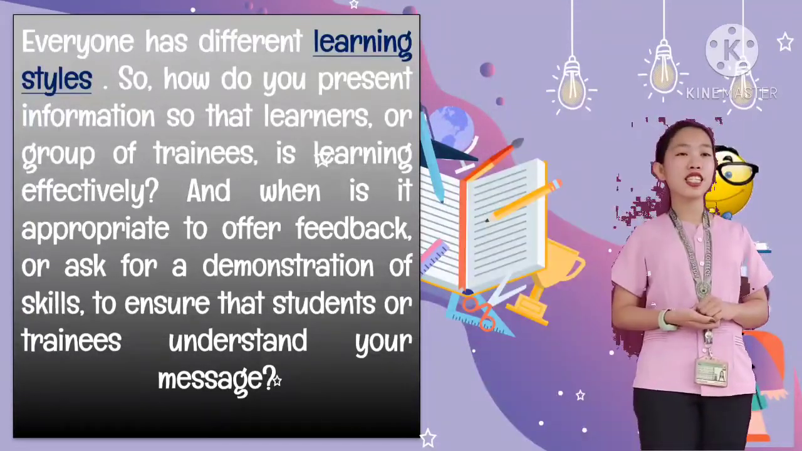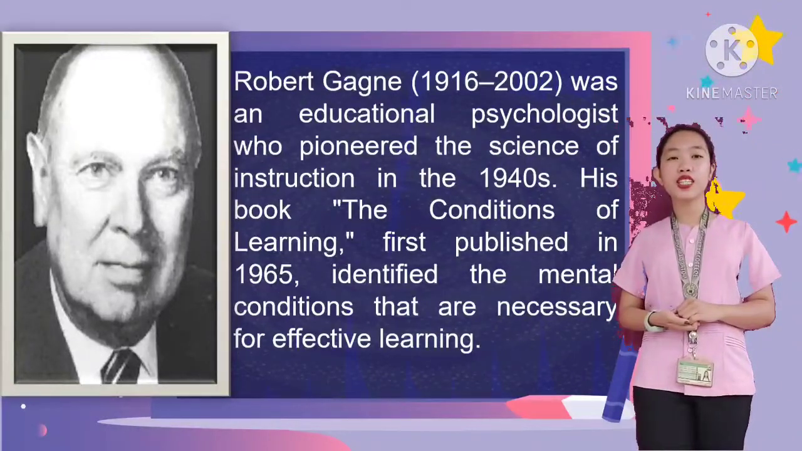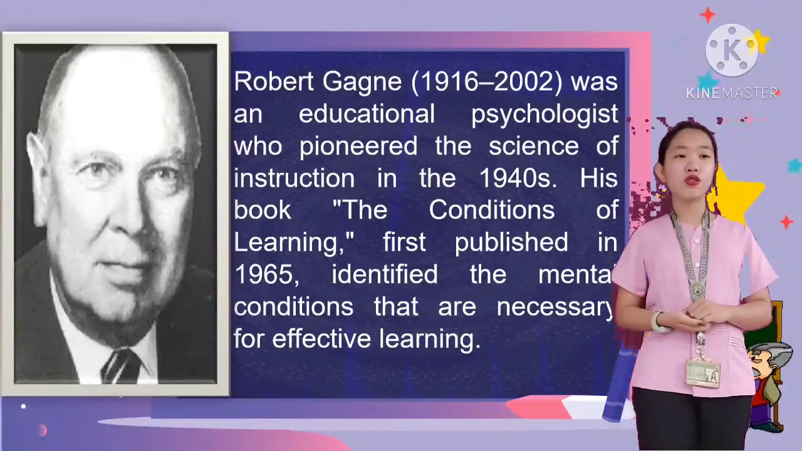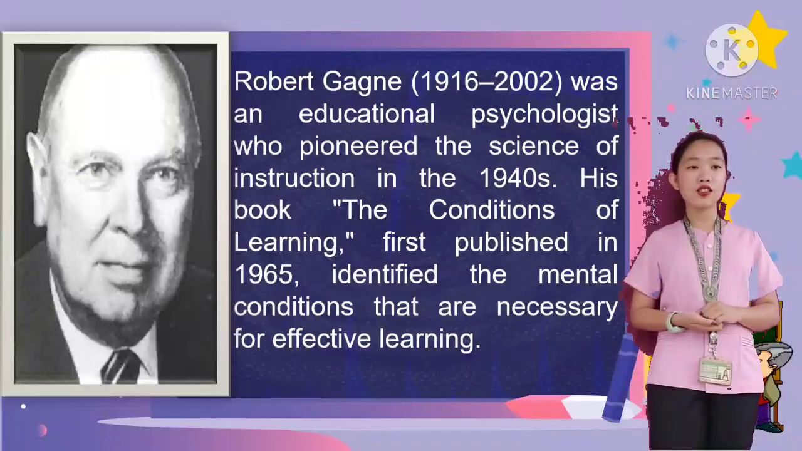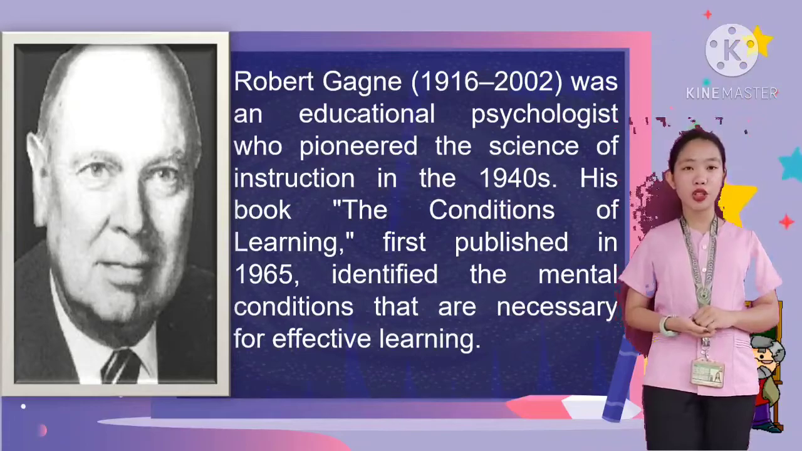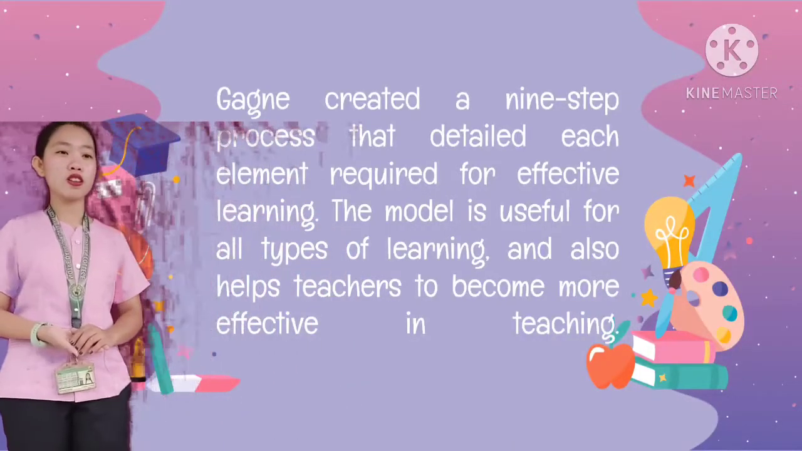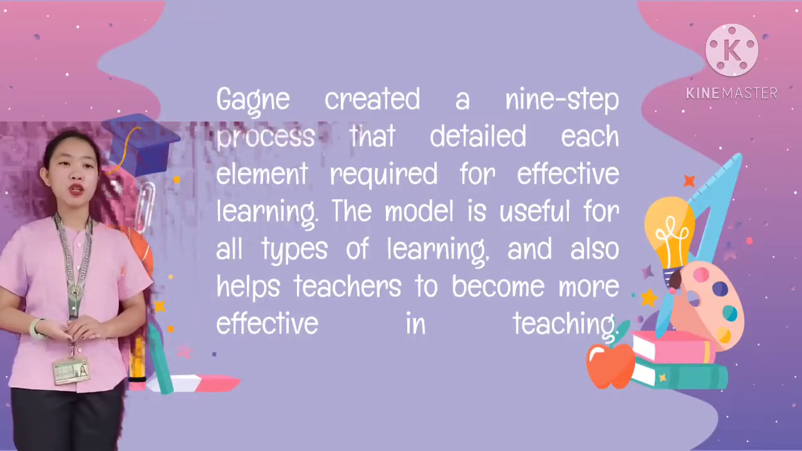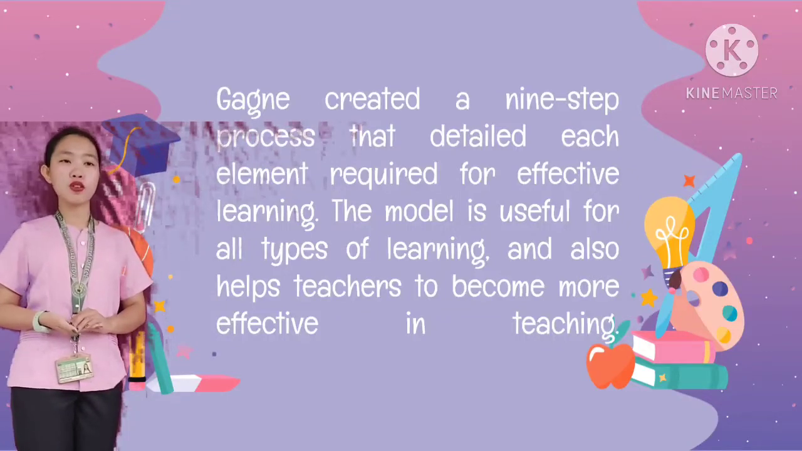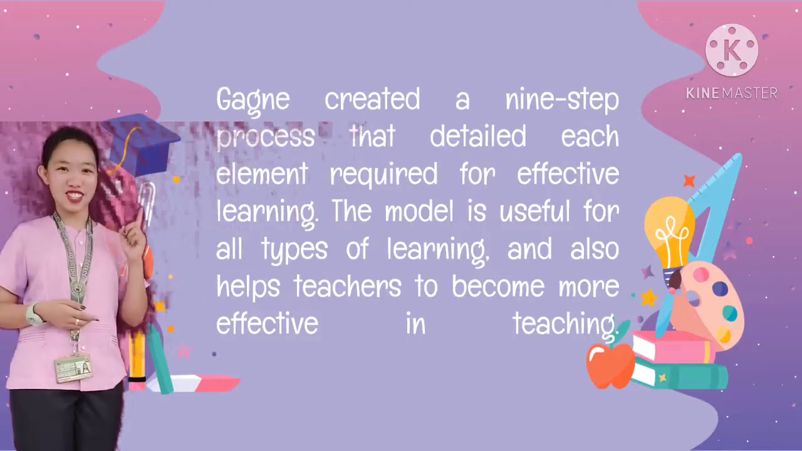Robert Gagne, 1916 to 2002, was an educational psychologist who pioneered the science of instruction in the 1940s. The book, The Conditions of Learning, first published in 1965, identified the mental conditions that are necessary for effective learning. Gagne created a 9-step process that detailed each element required for effective learning. The model is useful for all types of learning, and it also helps teachers become more effective in teaching.